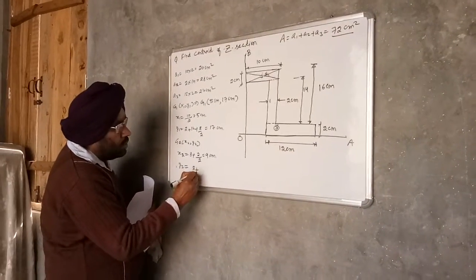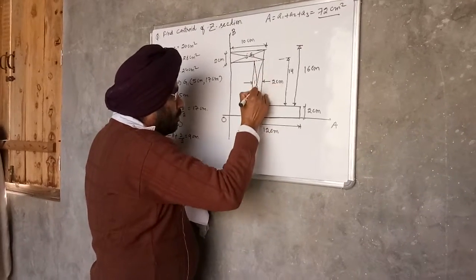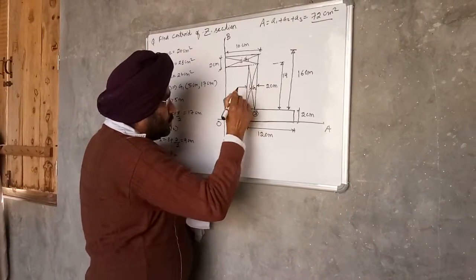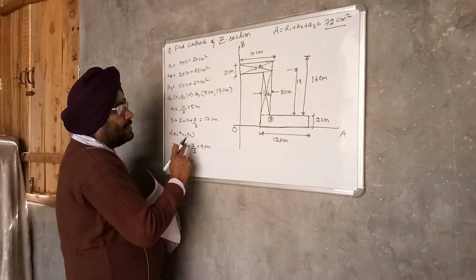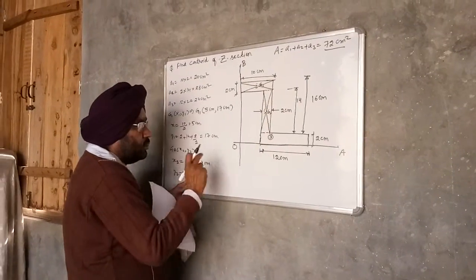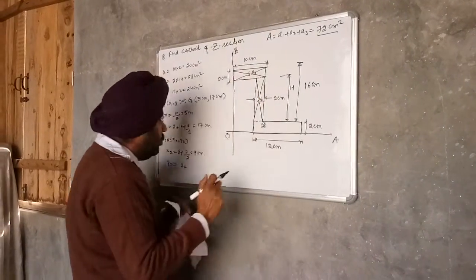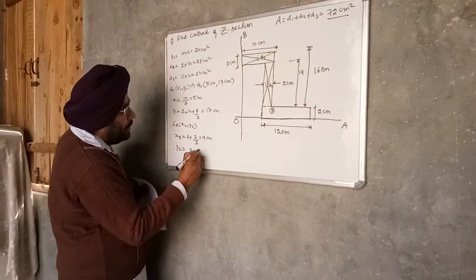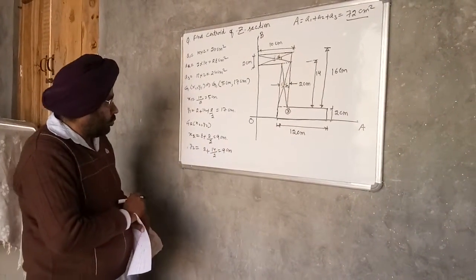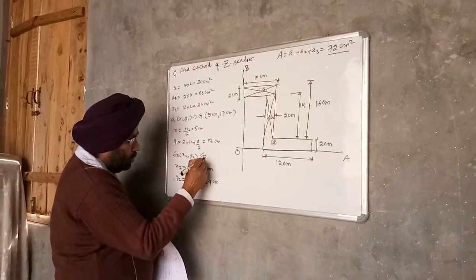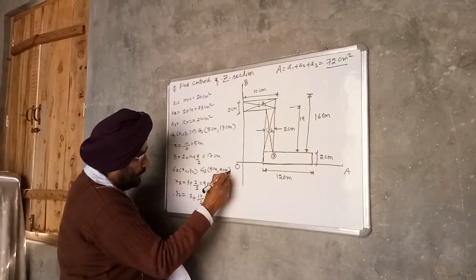X2 is 9 centimeter, and y2 is this distance. So this is G2, this is X2. X2 is 10 minus 2, 8 plus 2 by 2. So this is X2. And Y2 is this distance. So this is 2 plus 14 by 2. So again this is 9 centimeter. So G2, X2 is 9 centimeter, Y2 is 9 centimeter.